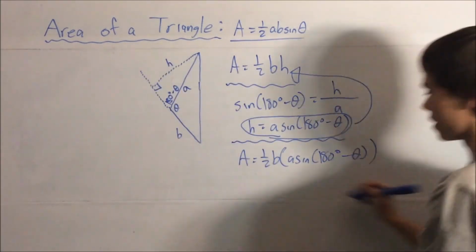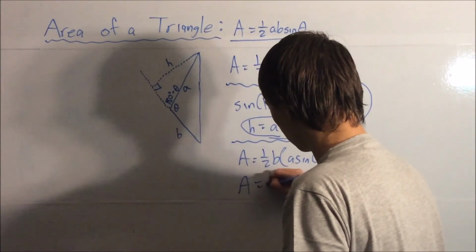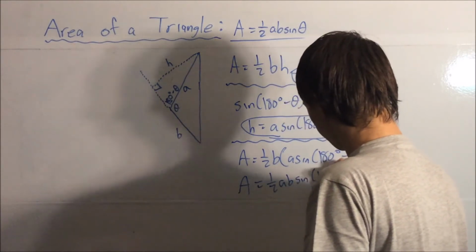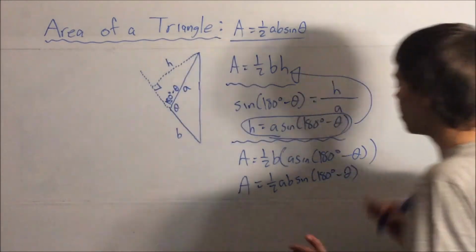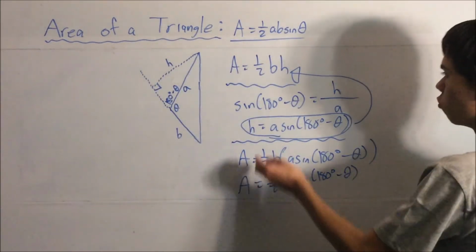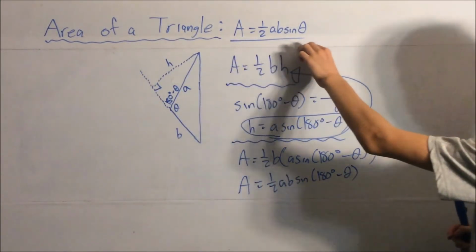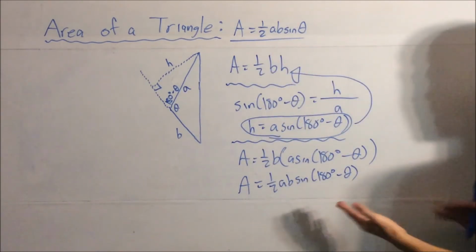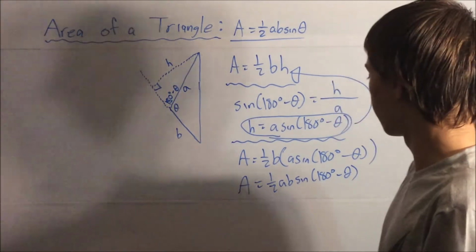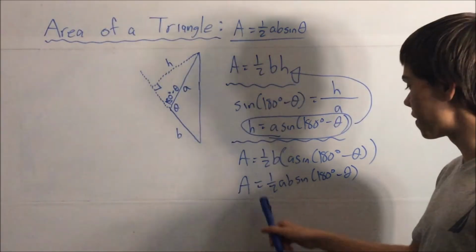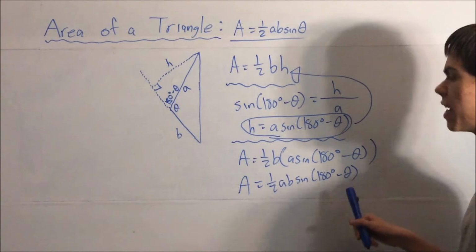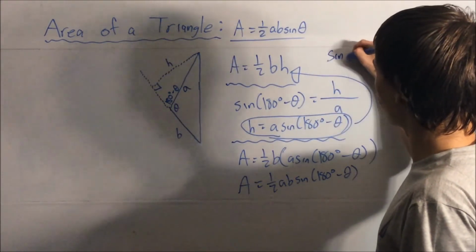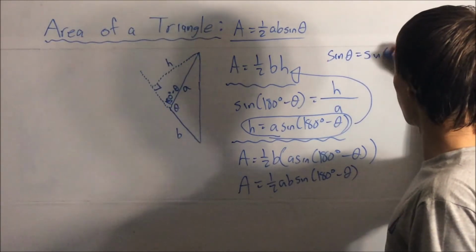Of course, we could just rewrite this. Now this looks awfully similar to what we had for area equals 1/2 AB sine theta. Instead, we have area equals 1/2 AB sine of 180 degrees minus theta. But here's the thing. The sine of 180 degrees minus theta actually equals the sine of theta. This is a very important thing in what we're doing right now.